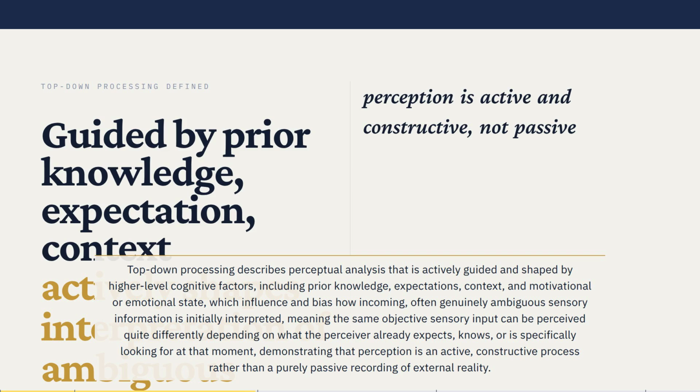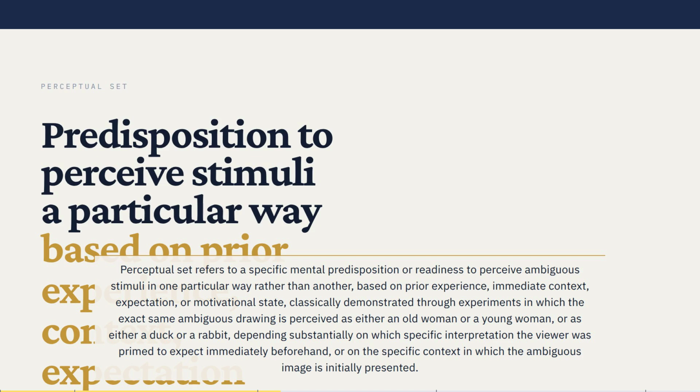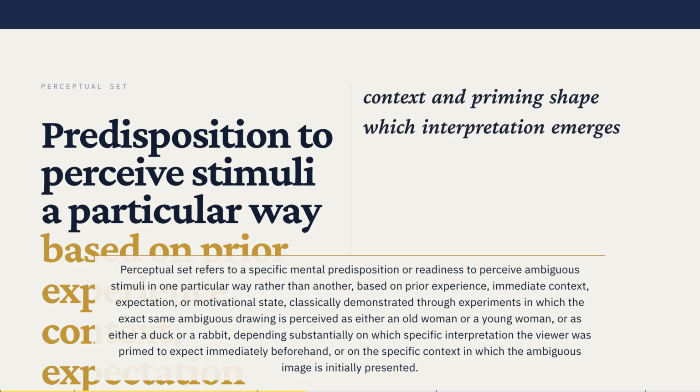Perceptual set refers to a specific mental predisposition or readiness to perceive ambiguous stimuli in one particular way rather than another, based on prior experience, immediate context, expectation, or motivational state, classically demonstrated through experiments in which the exact same ambiguous drawing is perceived as either an old woman or a young woman, or as either a duck or a rabbit, depending substantially on which specific interpretation the viewer was primed to expect immediately beforehand, or on the specific context in which the ambiguous image is initially presented.